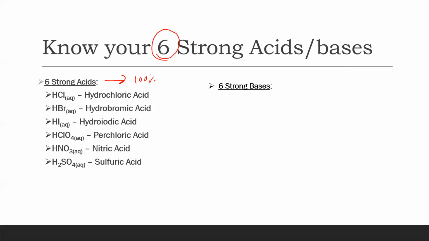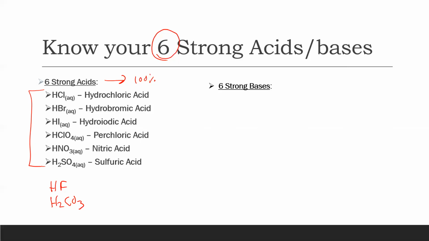Some examples of weak acids: hydrofluoric is a weak acid. It's binary, but it is a weak acid. Another example of a weak acid: carbonic acid. Carbonic acid is an oxyacid, but it is also a weak acid. So again, it's much easier to remember the 6 strong.